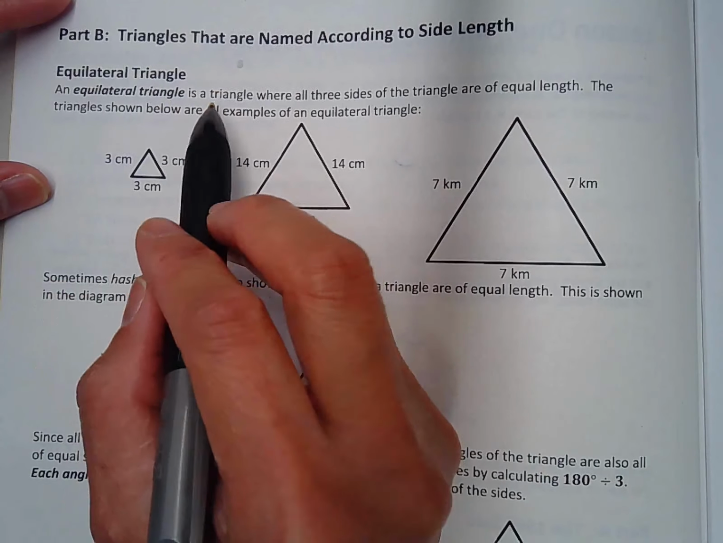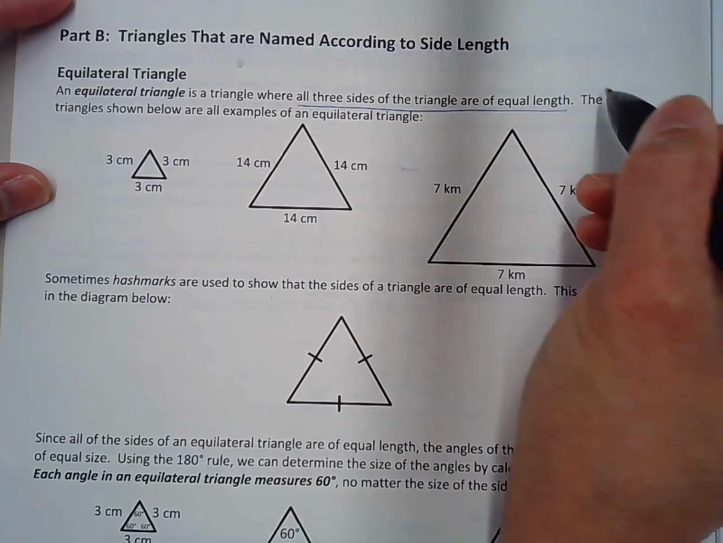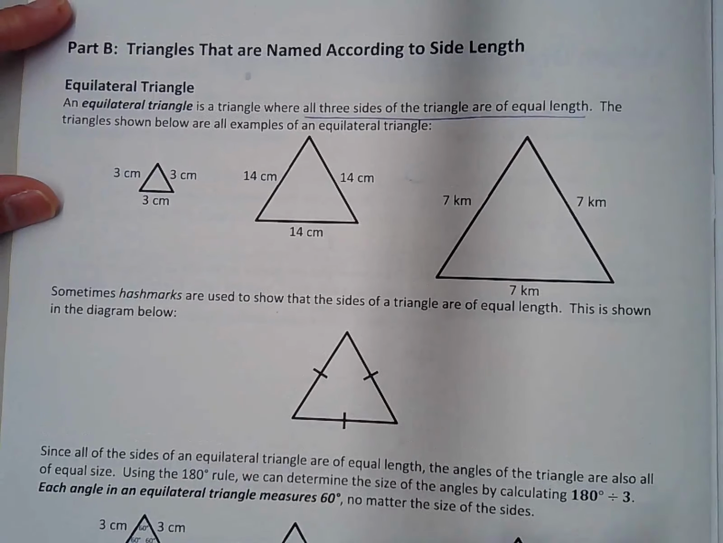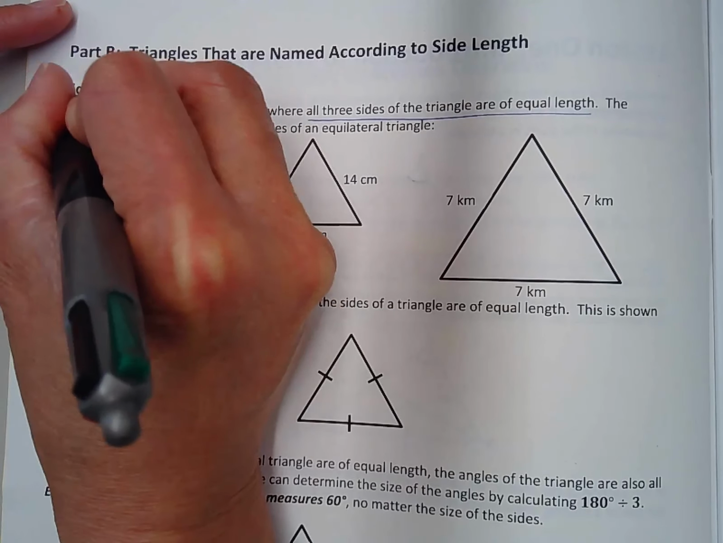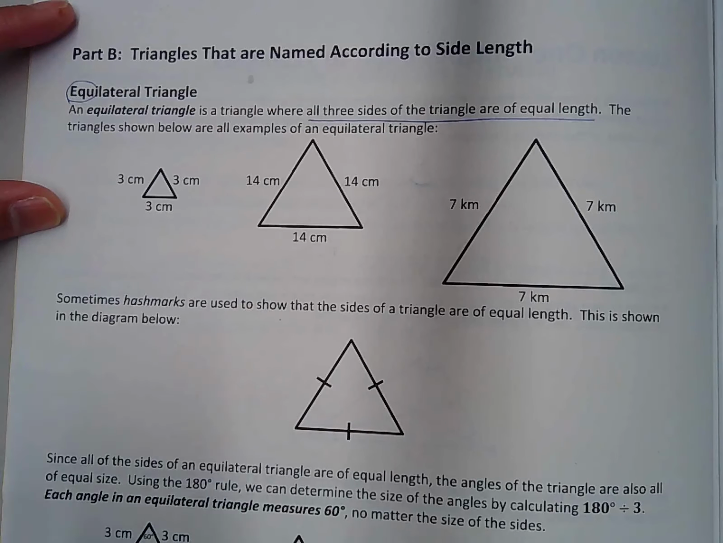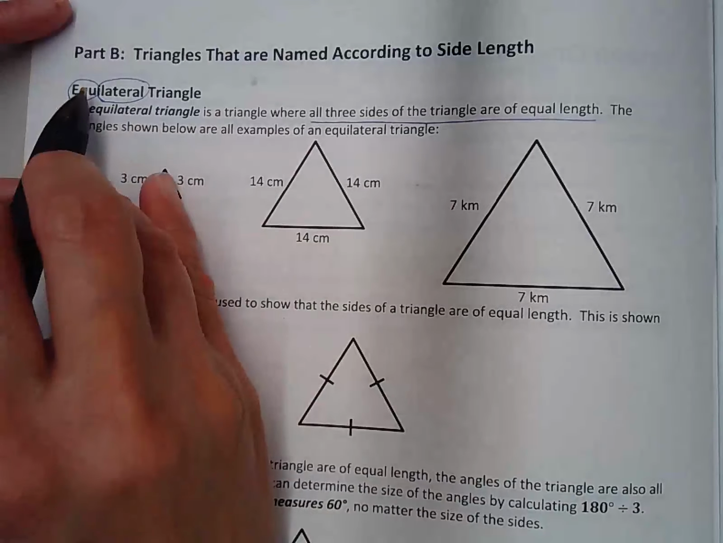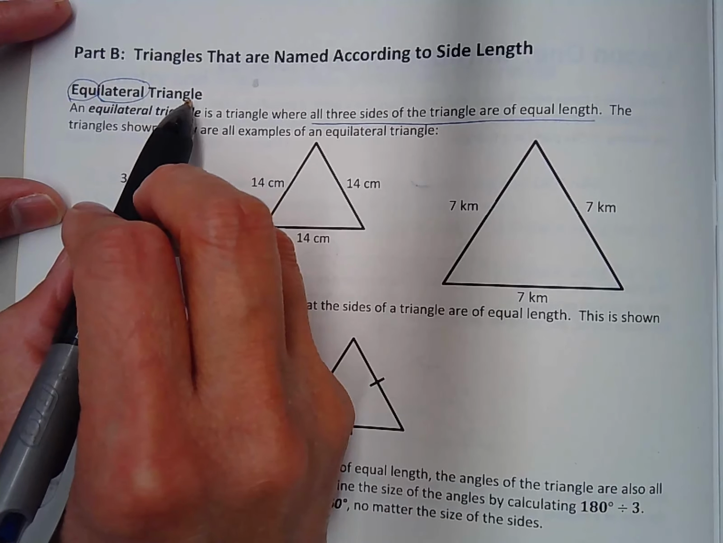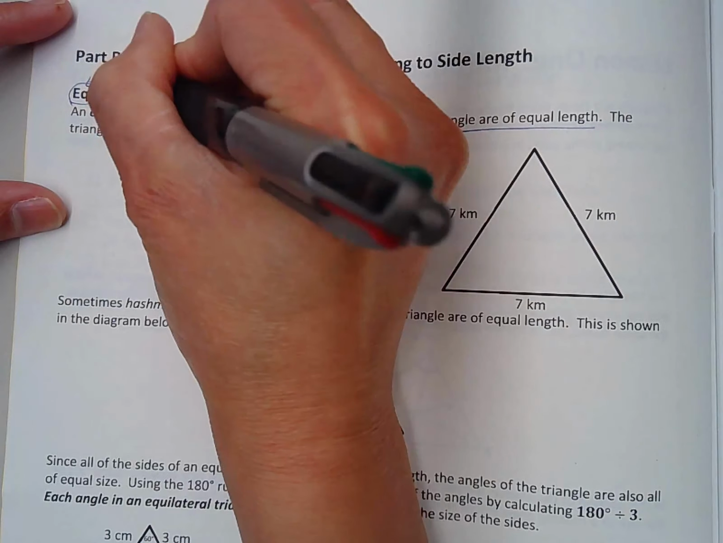An equilateral triangle is a triangle where all 3 sides are equal in length. The triangles shown are all examples of equilateral triangles. I'm going to break up the word equilateral. Equi is short for equal, and the word lateral means side. So literally the word equilateral triangle means equal-sided triangle.